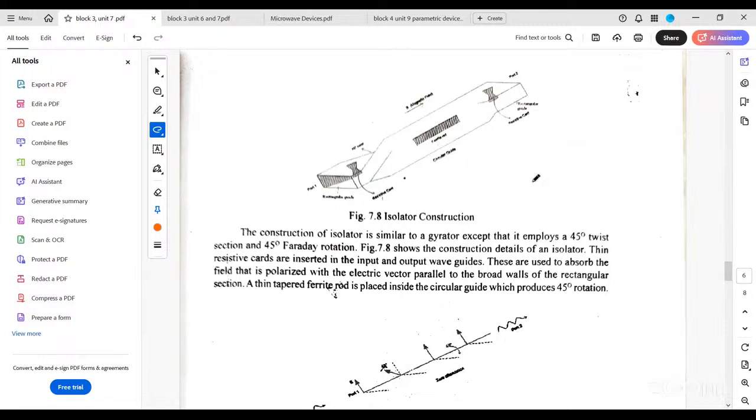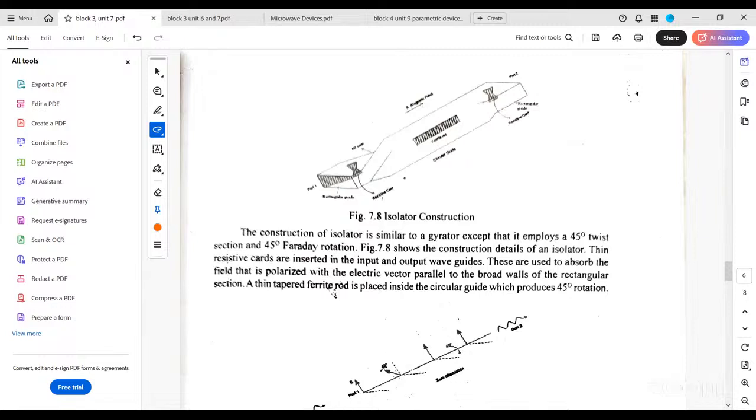We are discussing the isolator, is it? This is the diagram of the isolator. Internally, what it is: see here, input waveguide. A plain input wave I am applying to this input waveguide. On two sides I am connecting resistive vanes. Two resistive vanes are kept across the input and output side.